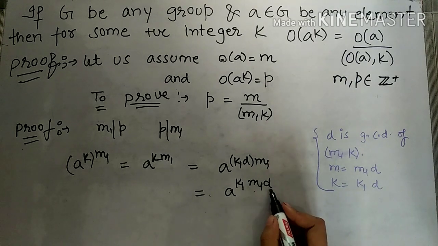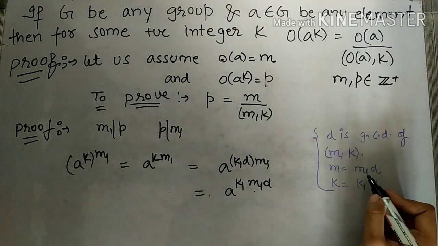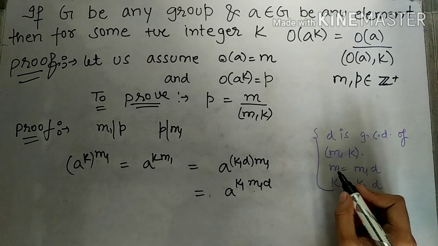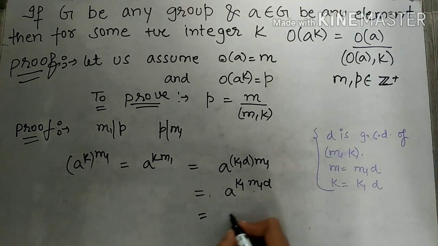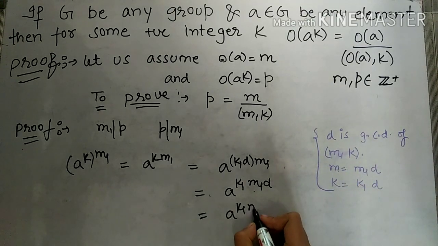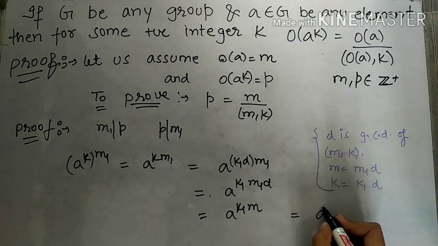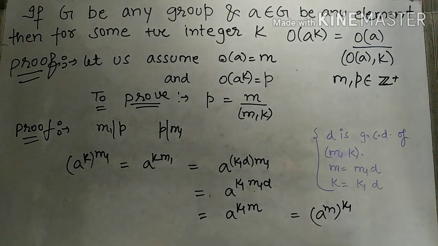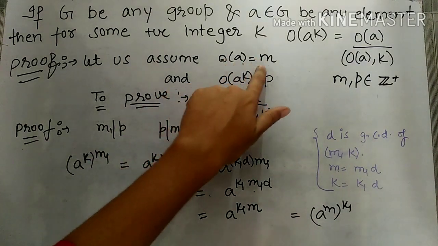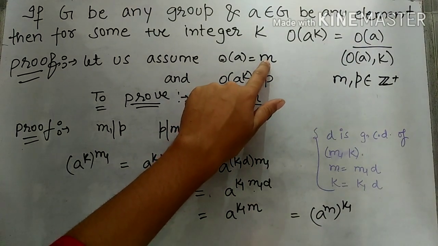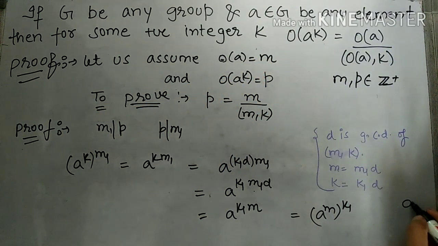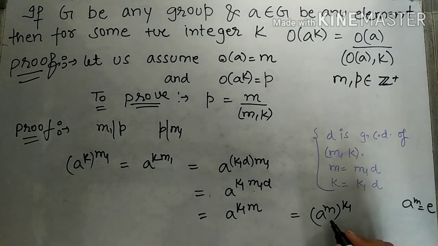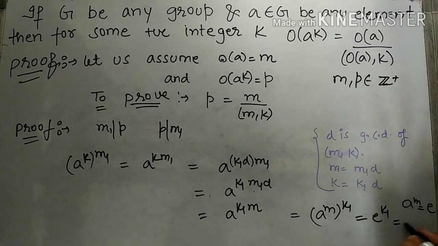And now put the value of m1d. What is the value of m1d? We have assumed that the value of m1d is m. So put the value of m1d here. We will get a raised to power k1 into m. And now this power can be written as a raised to power m raised to power k1. But we know the order of a is m. That is, m is the least positive integer for which a raised to power m will be equal to the identity. So put the value of a raised to power m here, and we get identity raised to power k1, that is equal to the identity.